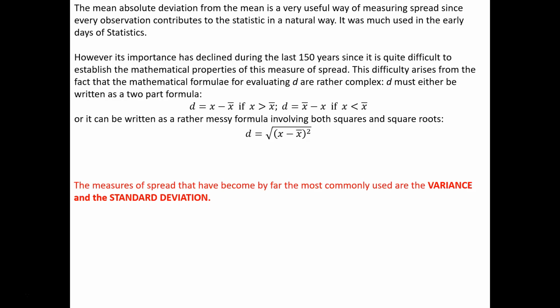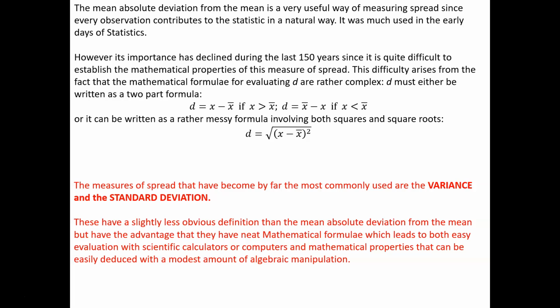The measures of spread that have taken over from the mean absolute deviation from the mean are called the variance and the standard deviation. These have slightly less obvious definitions than the mean absolute deviation from the mean, but have the advantage that they have very neat mathematical formulae, which means they are easy to calculate using a calculator or computer, and equally importantly, their mathematical properties can be easily deduced with a modest amount of algebraic manipulation.